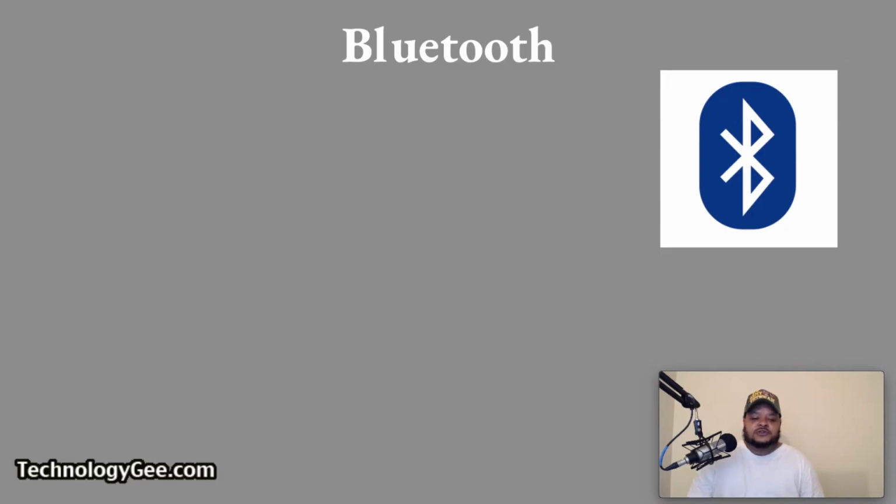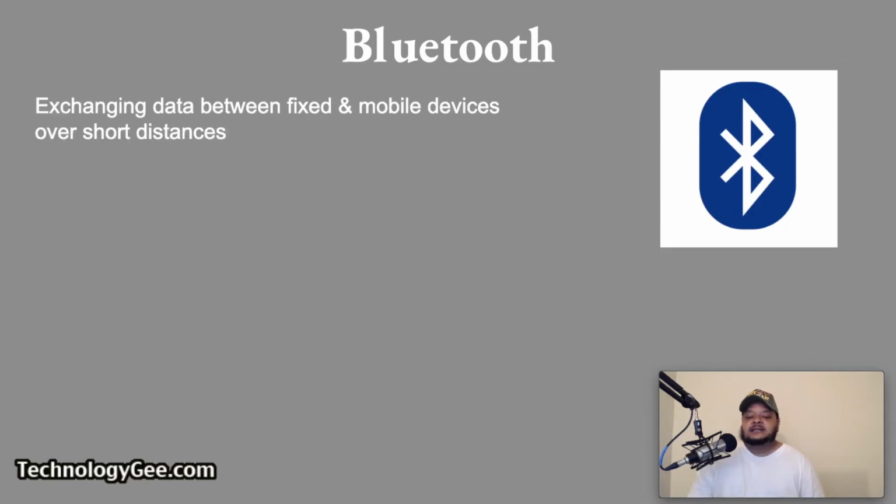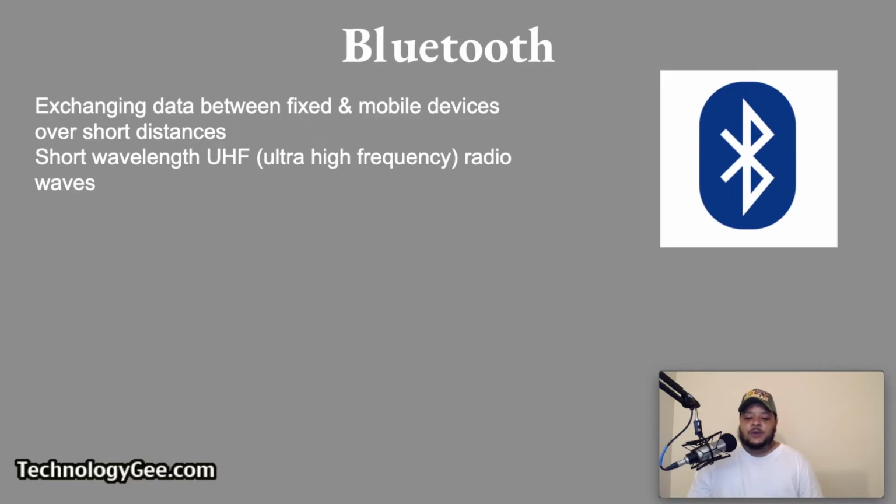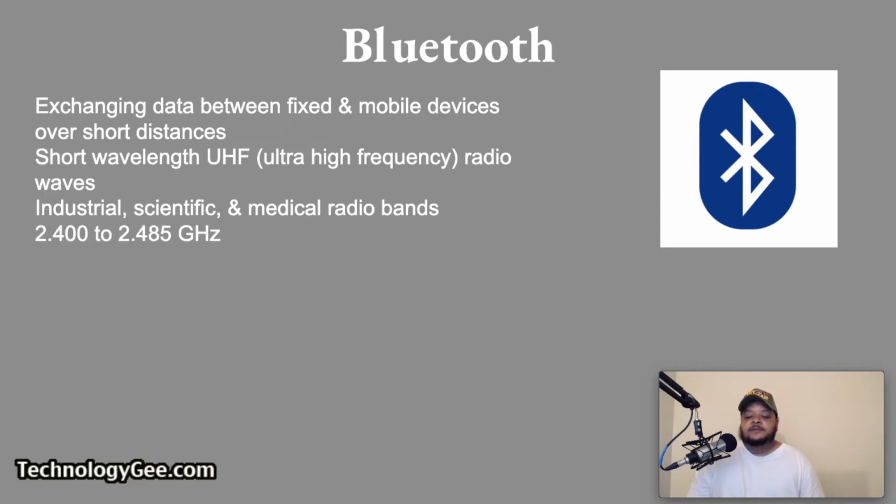So let's talk about Bluetooth. Bluetooth is a wireless technology standard used for exchanging data between fixed and mobile devices over short distances using short wavelength UHF, which stands for ultra high frequency radio waves in the industrial, scientific, and medical radio bands from 2.400 to 2.485 gigahertz. And it's also used in building personal area networks, also known as PANs.